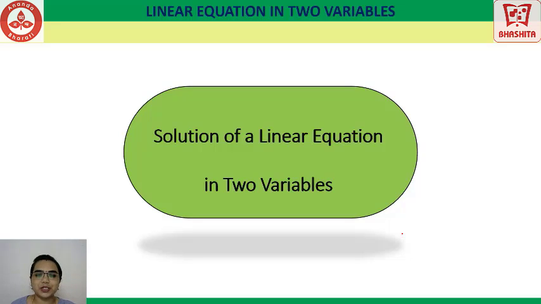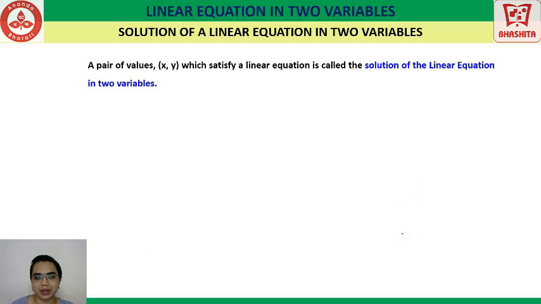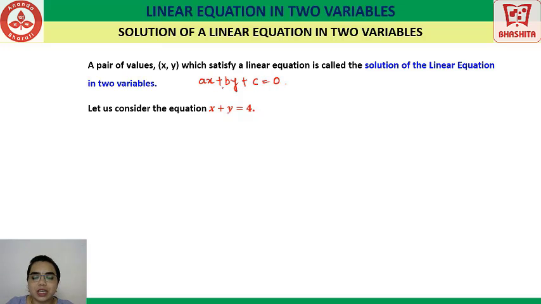Let us now talk about the solution of a linear equation in two variables. So what is the solution of a linear equation in two variables? A pair of values x comma y which satisfy a linear equation is called the solution of the linear equation in two variables. If you can recall, the standard form of the linear equation in two variables is ax plus by plus c equal to 0. So the pair of values x comma y is what is called the solution of the linear equation in two variables.